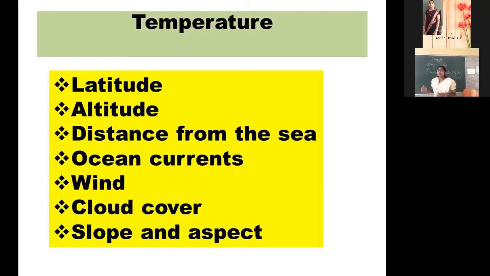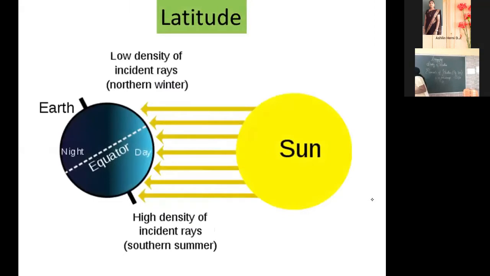Now let's learn one by one. First one is latitude. What is meant by latitude? See, the temperature decreases with increasing latitude. Now look at this globe. This is the equator line, the center. Look at the picture: the earth is slightly bent as it revolves.